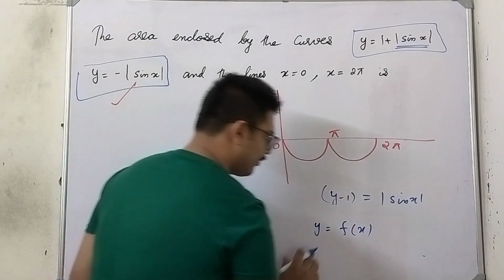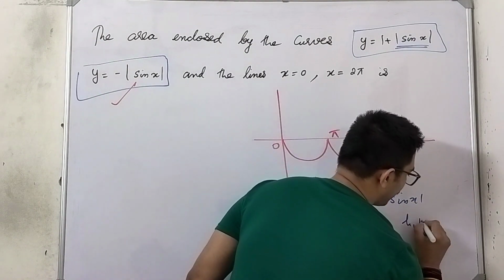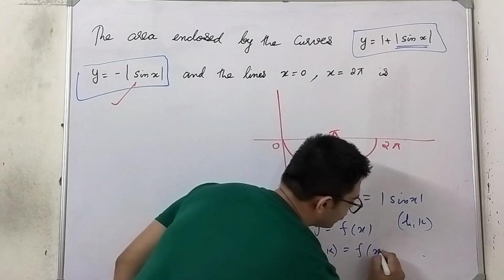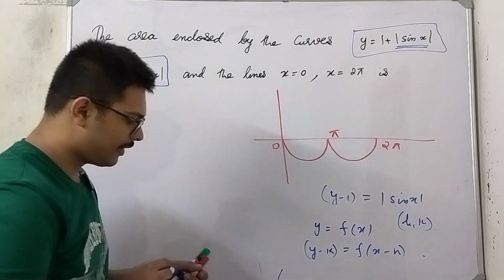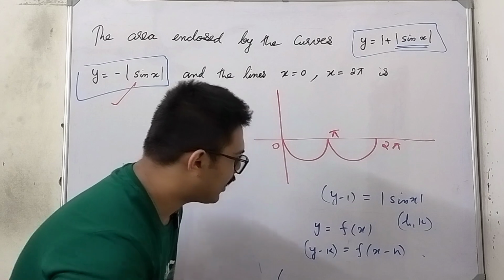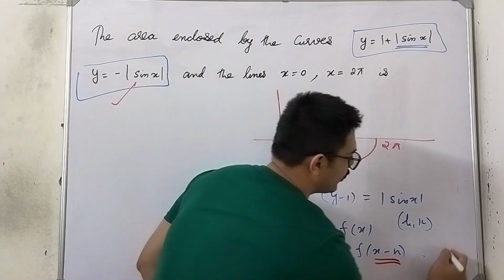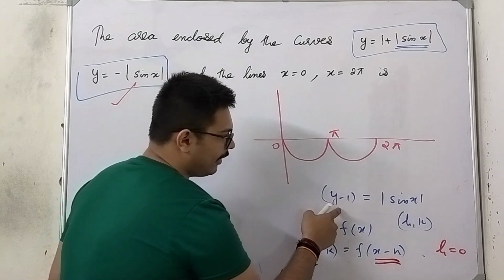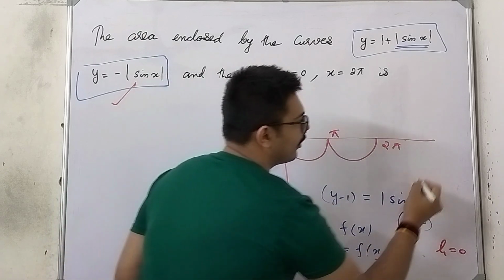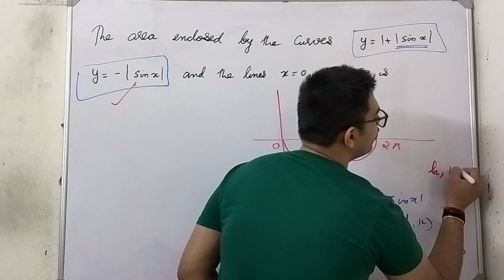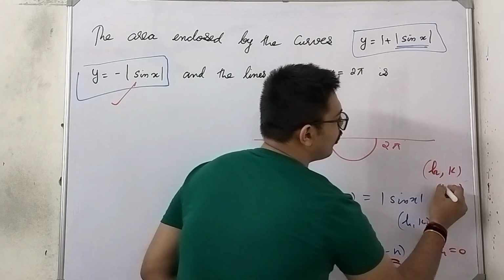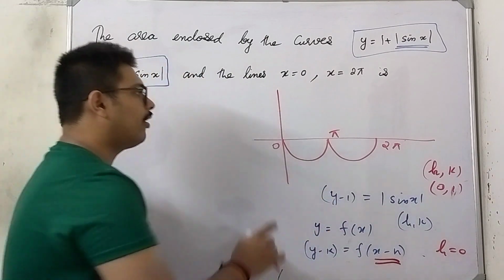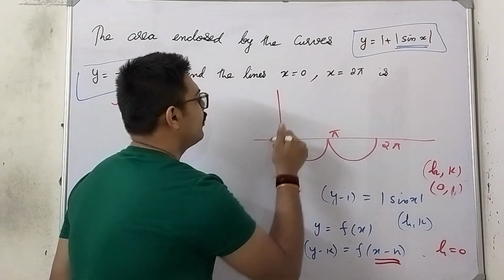Now, if the origin is shifted to a new point h comma k, the graph will be y minus k equal to f of x minus h. Similarly, see this one. Is something subtracted with the x? Nothing is subtracted, which means h equal to 0. And is something subtracted with the y? Yes, 1 is subtracted, which means k equal to 1. So the new origin h, k is 0 comma 1, sorry, not 1 comma 0. 0 comma 1 means the new origin is no longer the same origin. Now the new origin will be 0 comma 1.